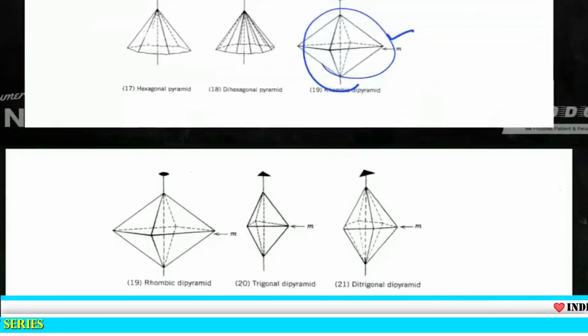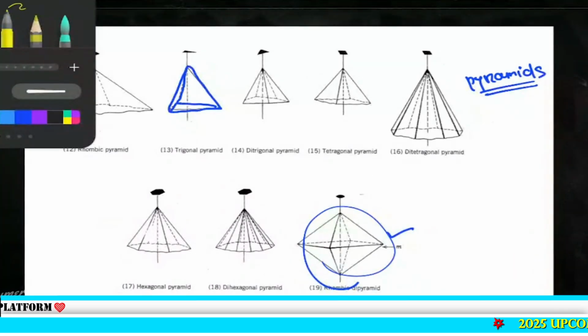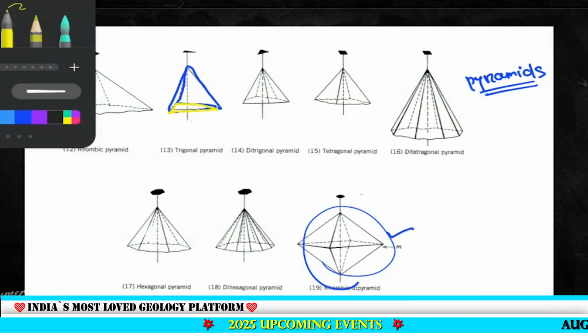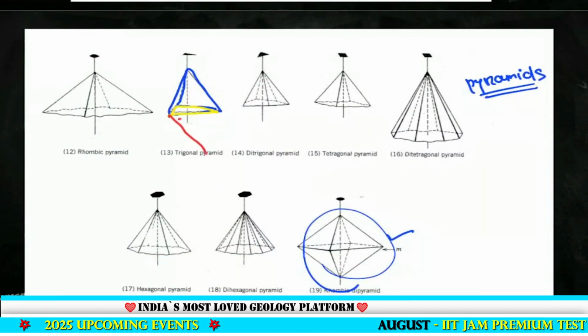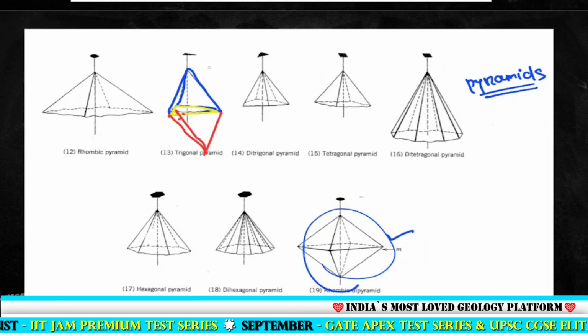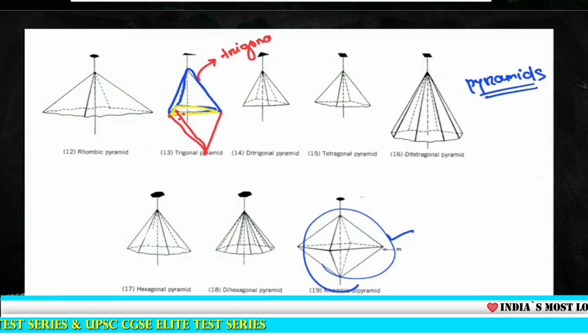So dipyramid means there is a mirror plane. Suppose this is a trigonal pyramid. Okay, a trigonal pyramid. So what did I do here? I put a mirror plane here. What is going to happen? It is going to give you another trigonal pyramid. So this is going to be converted into a trigonal dipyramid, and di means two in crystallography.